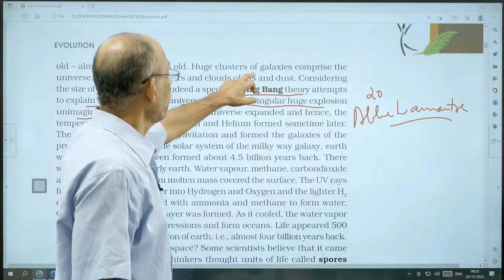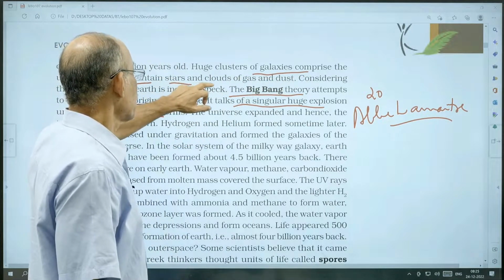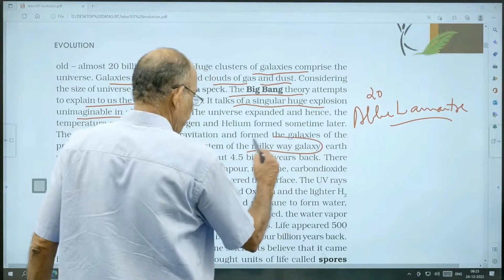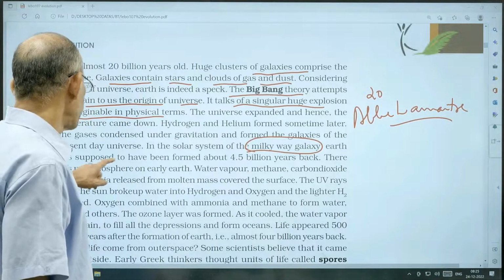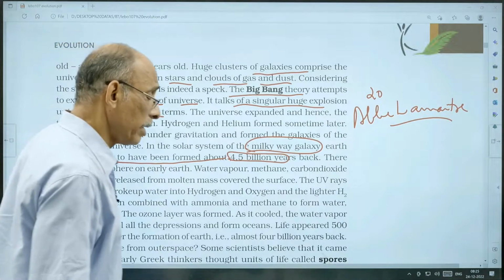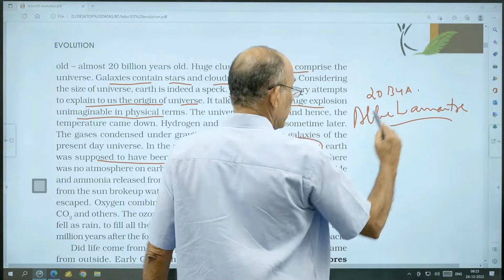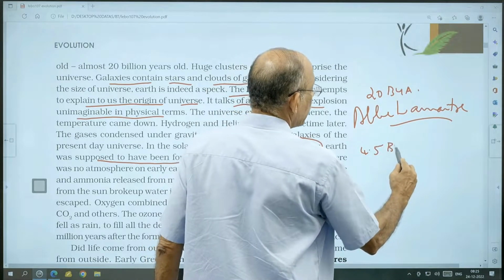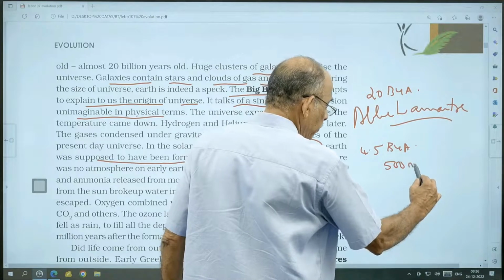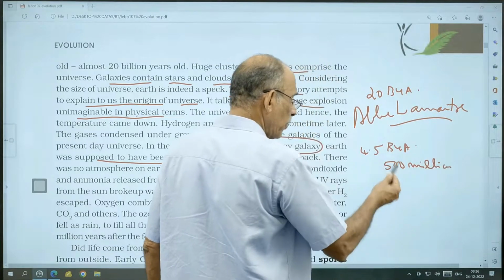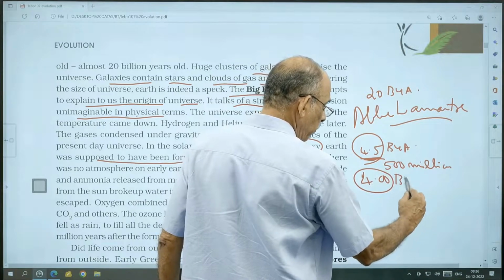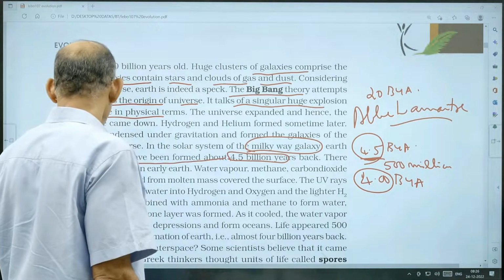What are galaxies made up of? Galaxies comprise stars, clouds, gases, dust, etc. And our galaxy is the Milky Way galaxy. Earth is supposed to have formed about 4.5 billion years ago. So 20 billion years ago, the Big Bang, then about 4.5 billion years ago, the formation of Earth, then about 500 million years after the formation of Earth, life formed. That is about 4 billion years ago, we suppose that life originated.